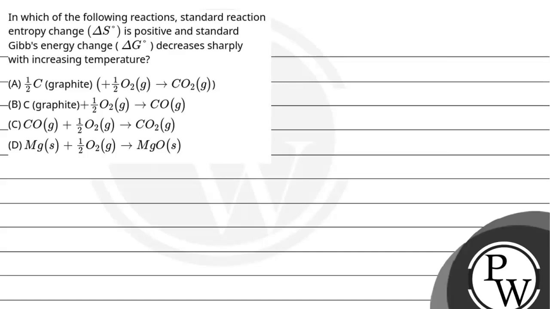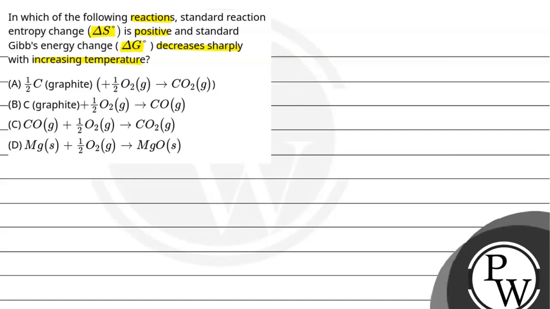The question says, in which of the following reactions, four reactions are given, they are A, B, C and D, the standard reaction entropy change, that is delta S naught, is positive, and standard Gibbs free energy change, that is delta G naught, decreases sharply with increase in temperature. So as temperature increases, delta G naught should decrease and delta S naught should be positive. Which reaction is this?